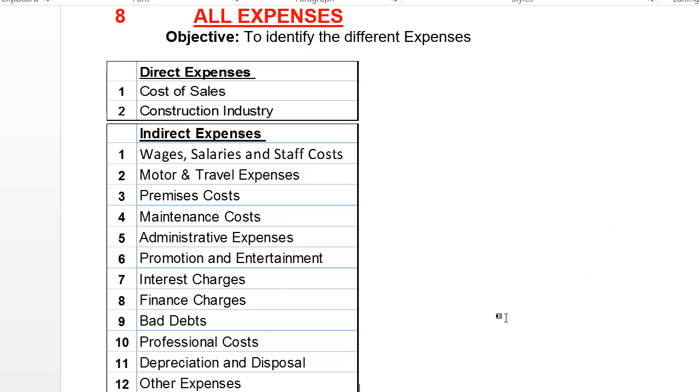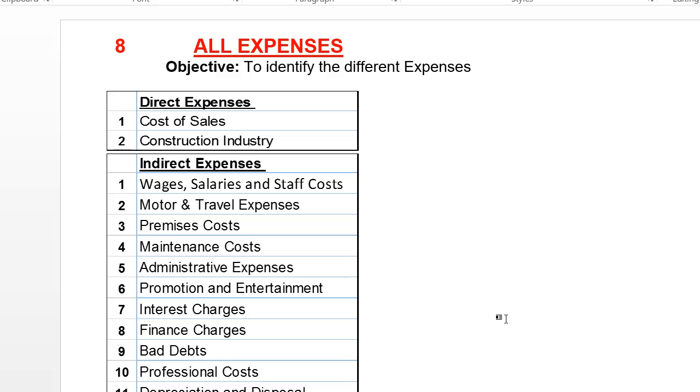Well, that brings us to the end of this session where we looked at the different expenses and their classifications.